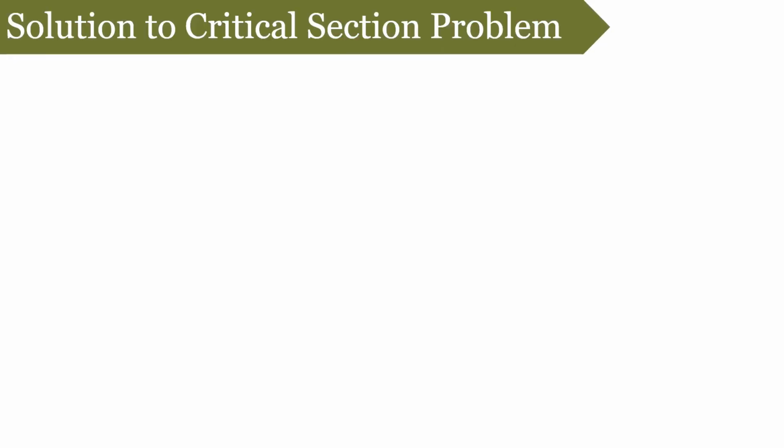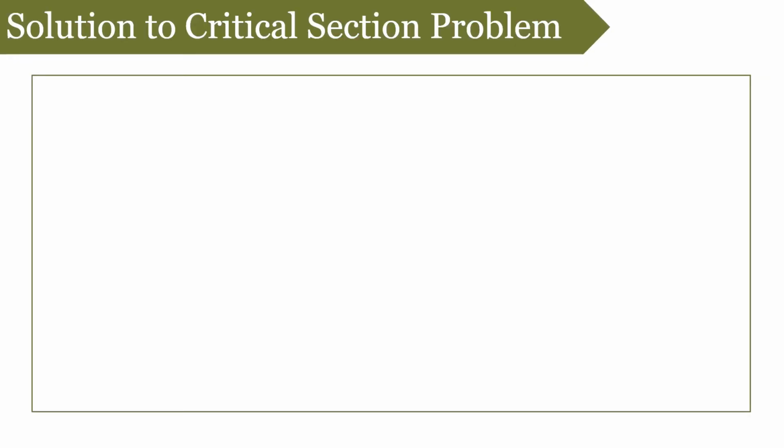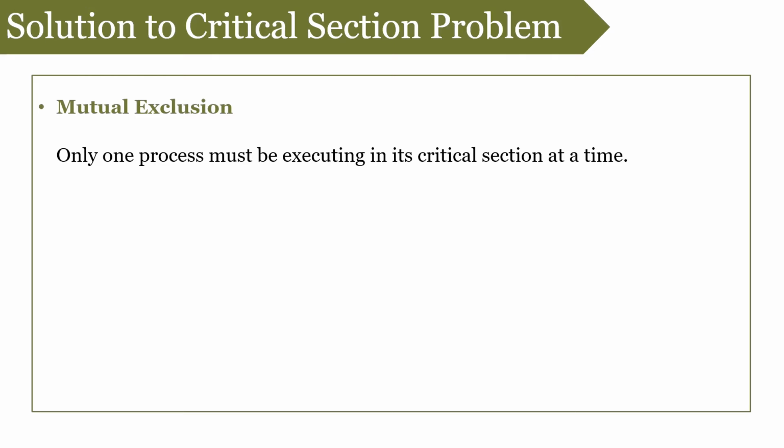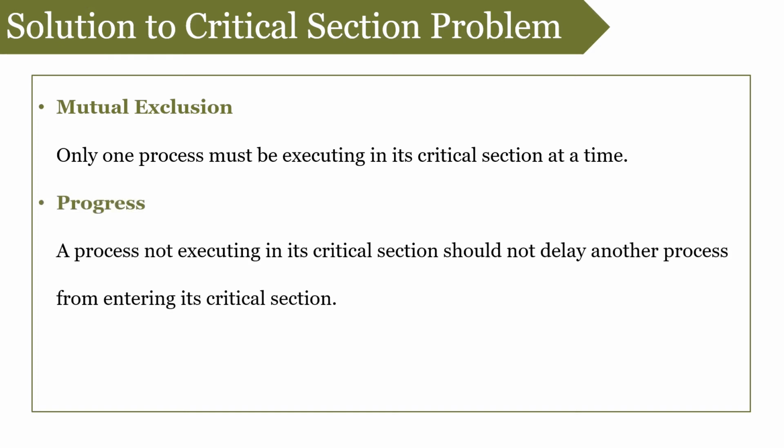The implemented critical section must satisfy some properties. First is mutual exclusion. It means at a time only one process must enter its critical section. Next is progress. It means if a process doesn't want to enter its critical section, then it must not restrict other processes from doing so.